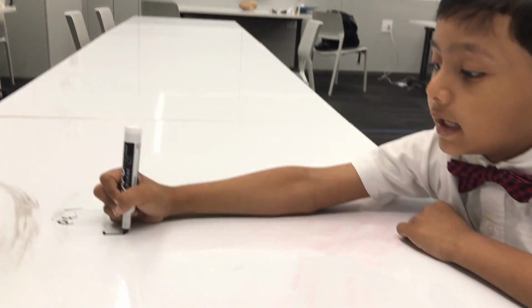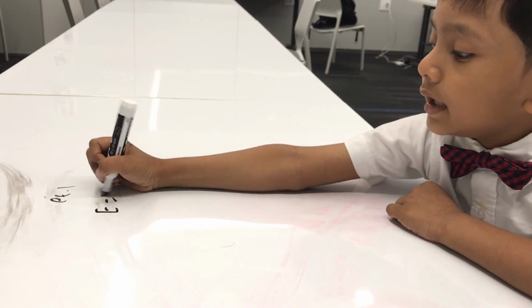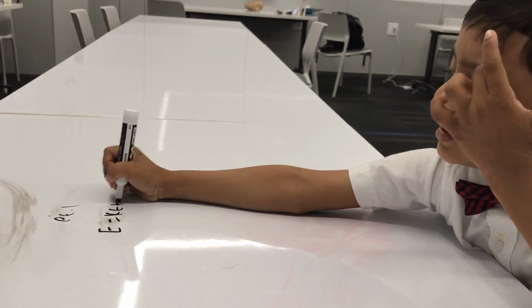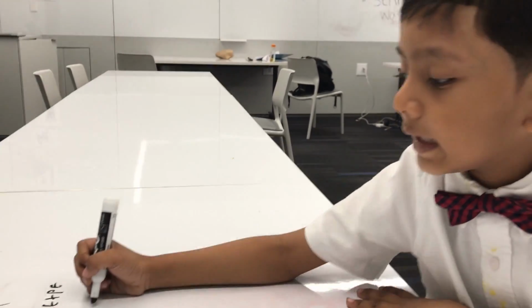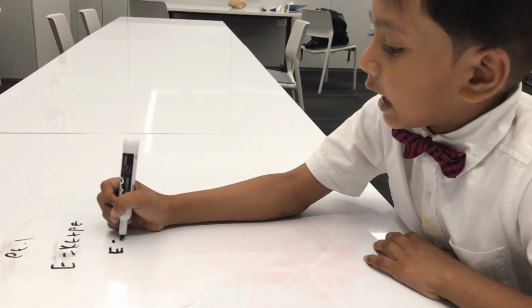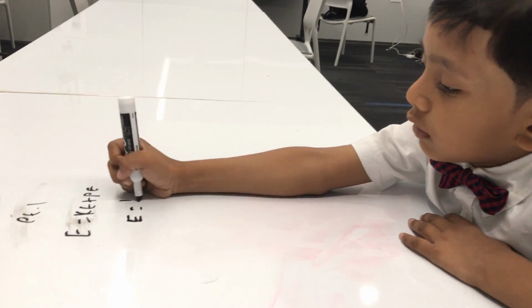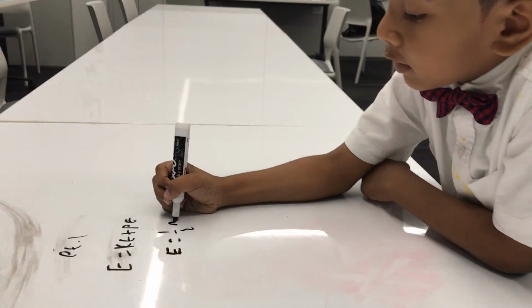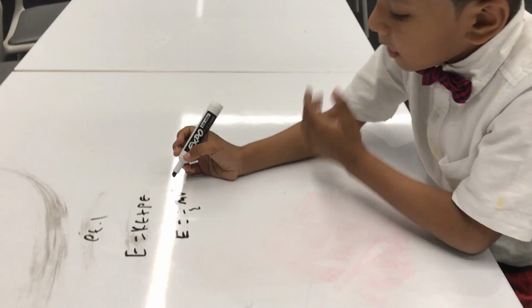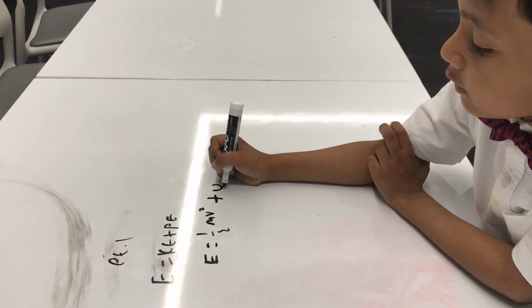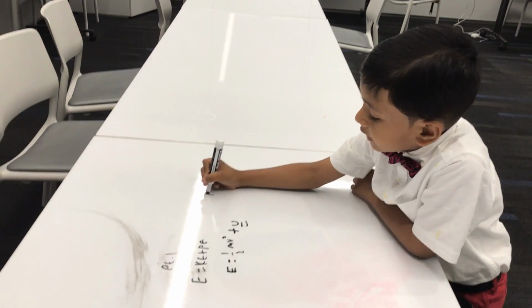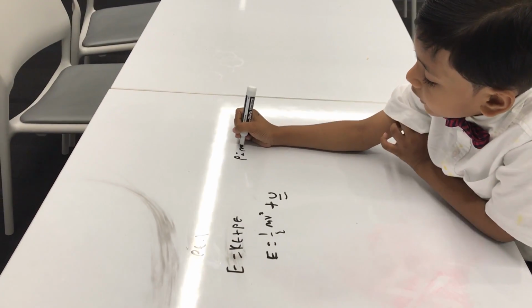So, energy is kinetic energy plus potential energy. Kinetic energy's equation, as you know, is equal to half mv squared. And then PE is replaced with U. Or momentum is p equals mv, right?